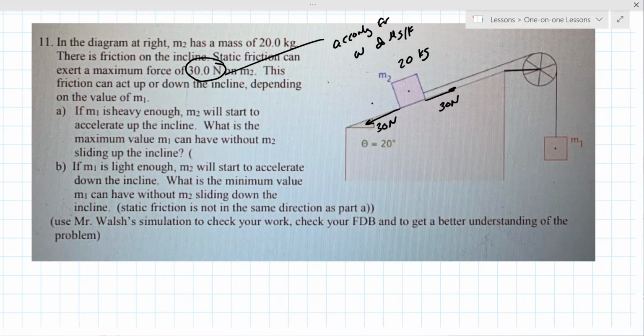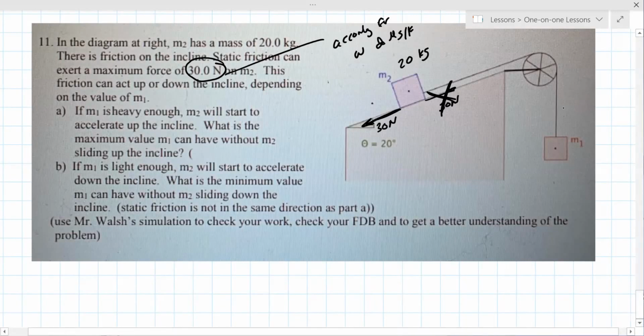Yeah, so let's assume, what is the maximum value M1 can have without M2 sliding up the incline? So if this thing were going to move to the right, the friction is opposing the motion this way. Okay.